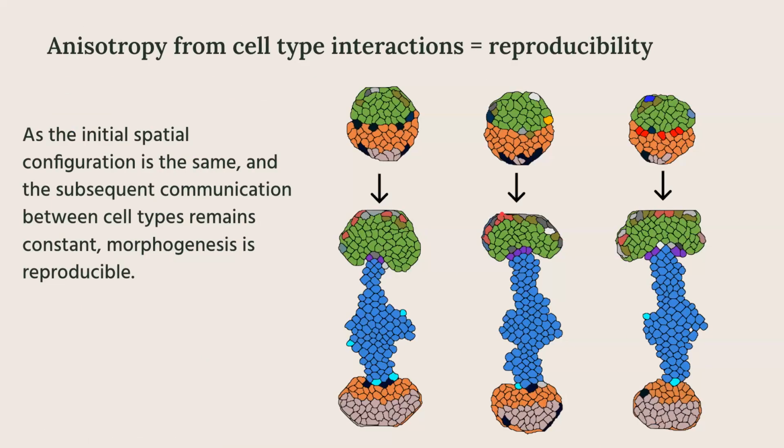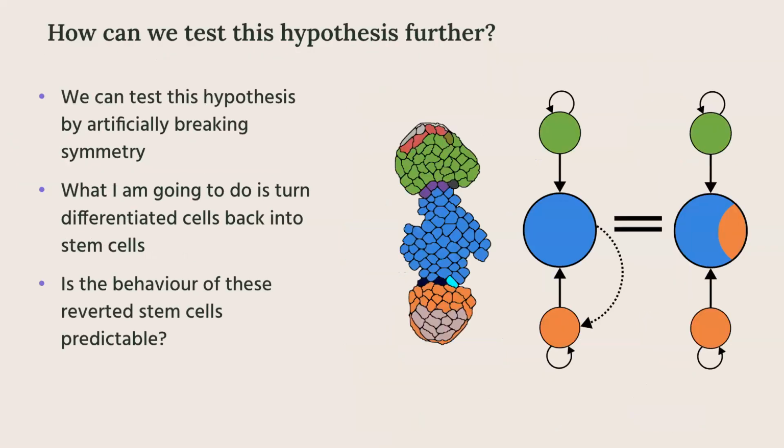So what that means is, because the initial configuration is approximately the same each time it develops, the communication between cells is going to play out in the same way. And that means the same morphology is going to present itself each time we replay the development, even if there's quite a bit of noise happening.